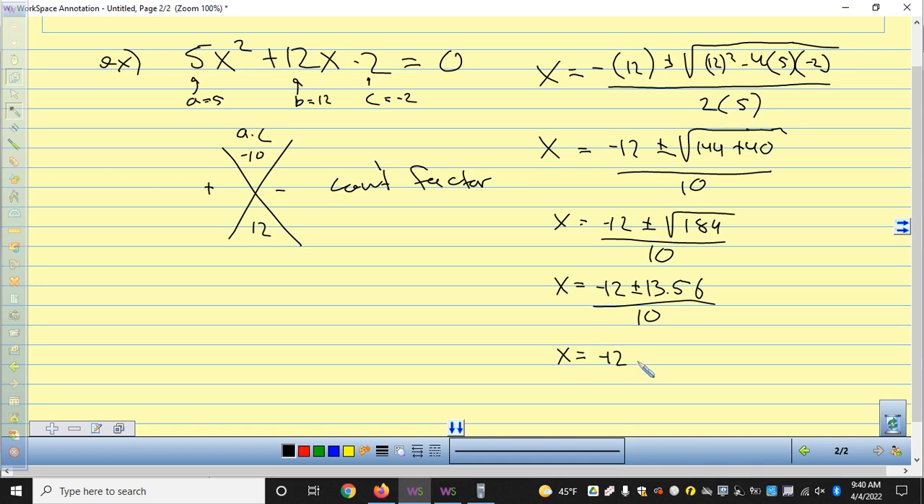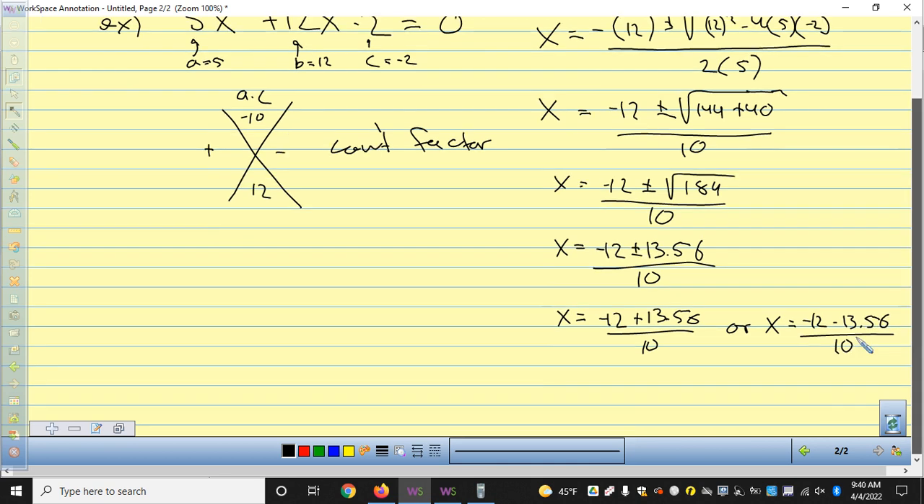So x equals negative 12 plus 13.56 divided by 10, or x equals negative 12 minus 13.56 divided by 10. And when I plug this in my calculator, negative 12 plus 13.56 divided by 10, I get 0.16. Or negative 12 minus 13.56 divided by 10, I get negative 2.56.